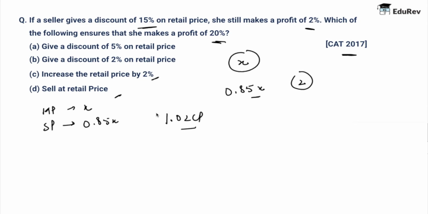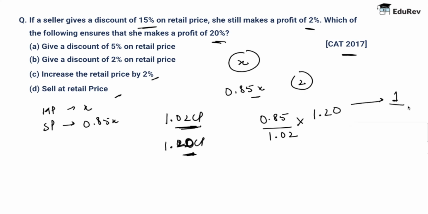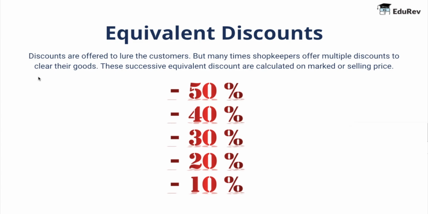We have to find which of the following options ensure that she makes a profit of 20%, so the discount should be much lower. Now MP is X, SP is 0.85x, and for that 1.02 CP is there. So what should be the selling price so that 1.02 CP is what we get? Here we need 1.20 of CP, not 1.02, because 1.02 was in the previous case, but we need to find out the selling price for 1.2. So how I can calculate this is that I need to divide 0.85 by 1.02, and I need to multiply it by 1.20, which is your simple unitary method. So when I solve it, my answer is going to be 1. Hence by selling at retail price, she makes a profit of 20%. So we need to sell at the retail price.